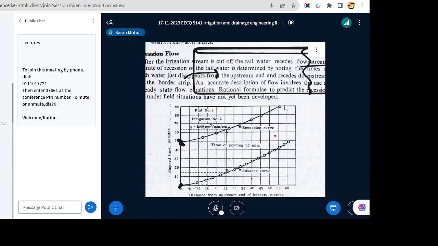In the advance stream, water started accumulating on top of the surface and traveling downstream. On the recession curve, water will start disappearing from the ground surface, and that effect starts at the upstream part. Just a little while later, you're going to get water disappearing downstream until, at the end, there is no water at all on the ground surface.